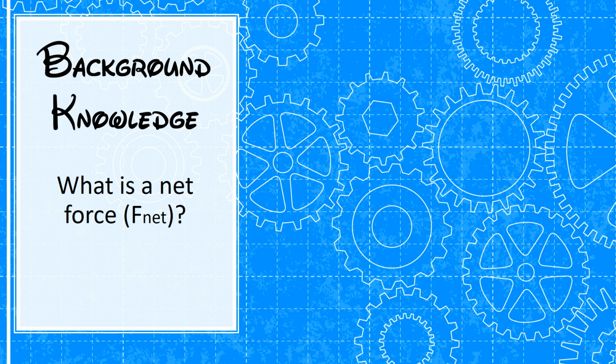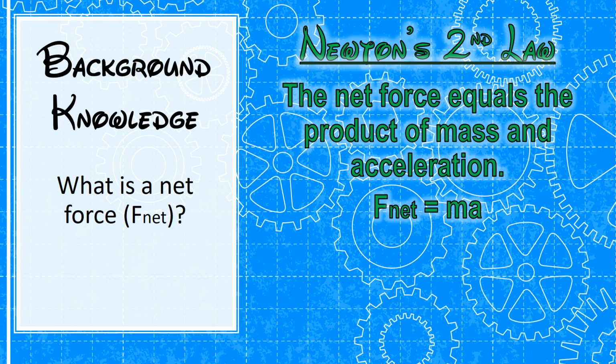We can explain the net force a couple different ways. There's Newton's second law, which states the net force equals the product of mass and acceleration. So an object's mass times its acceleration equals its net force. This net force equals how much more or less a force is pulling on the object. It's like tug of war. The net force is the winning team.